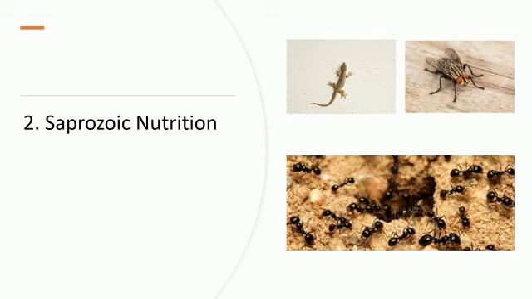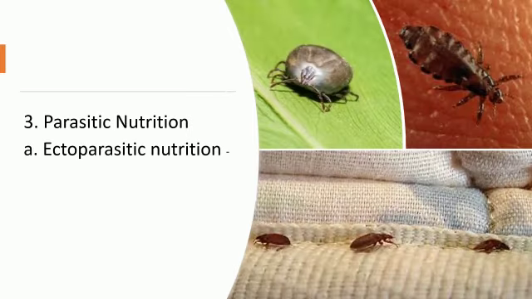Saprozoic nutrition. It is a process of intake of food in some insects, unicellular organisms, which absorb liquid organic and inorganic substances from their surroundings. Example, houseflies, ants, spiders, etc. Parasitic nutrition. Some animals depend upon other animals for food. They can obtain the food only from animals on whom they are dependent. This is called parasitic nutrition.